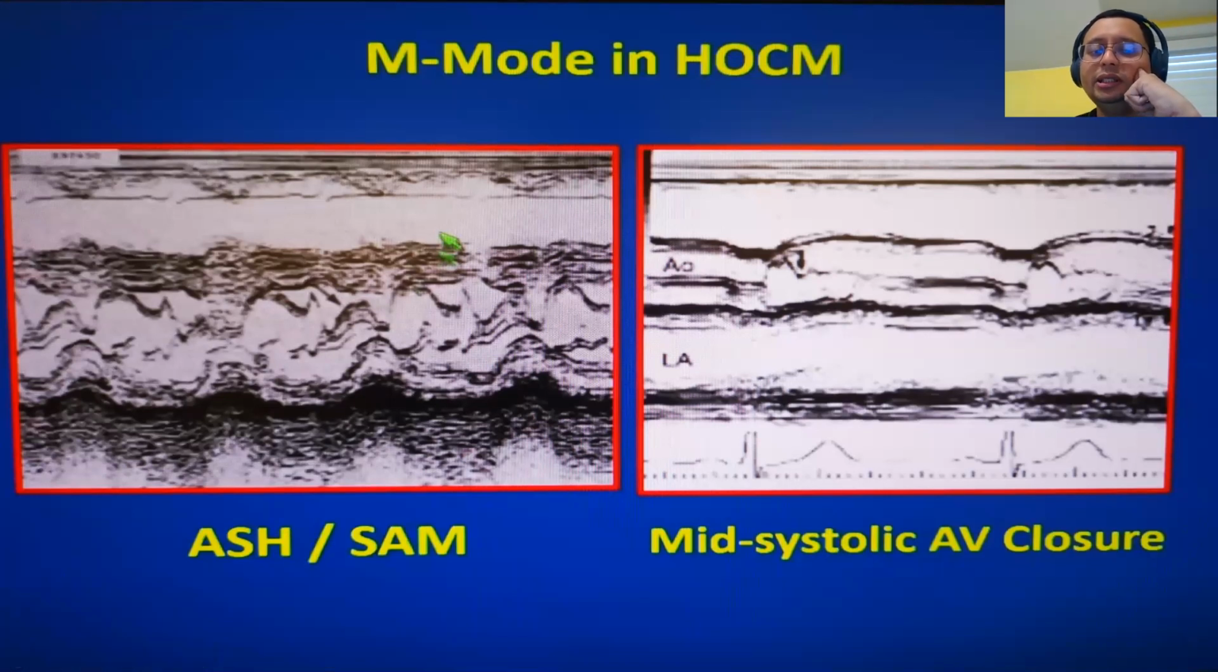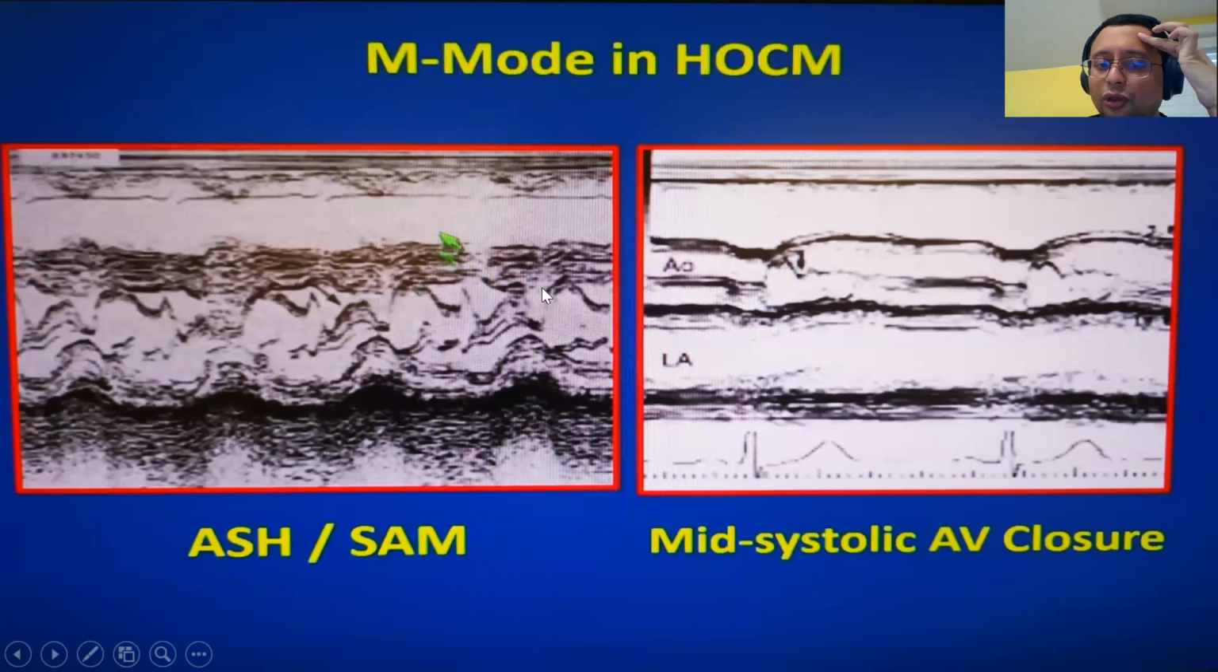So what is the differential diagnosis of asymmetric left ventricular wall thickening? One of the most common diagnoses is, of course, hypertrophic obstructive cardiomyopathy. So how do I know this is obstructive? Look at the mitral valve closing here. As the mitral valve closes, this is the anterior mitral valve leaflet. You can see that the anterior mitral valve leaflet goes towards the interventricular septum. In fact, at this bit here, you can see that it touches the interventricular septum.